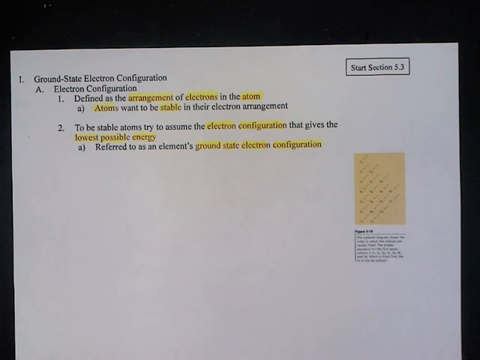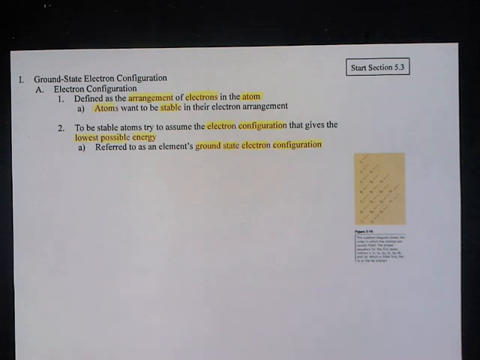Before we get into the details of these notes, here are a few objectives I would like you to be able to meet by the end of this video. Objective number 1: apply the Pauli exclusion principle, the Aufbau principle, and Hund's rule to write electron configurations using orbital diagrams and electron configuration notation. And objective number 2: define valence electrons and draw electron dot structures representing an atom's valence electrons.